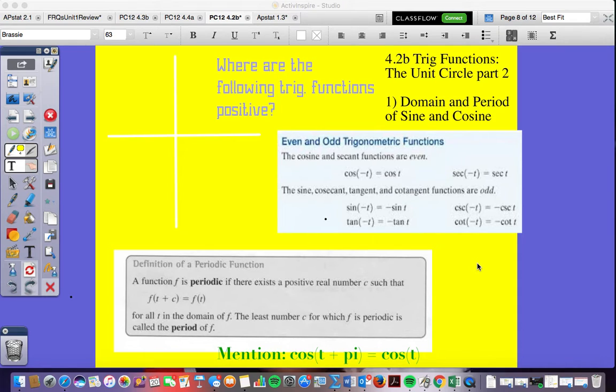Why is it not negative? It's the x is still positive. It's on the same side. Bingo. Look, all's positive up here, but what else is positive? Cosine. You see that?